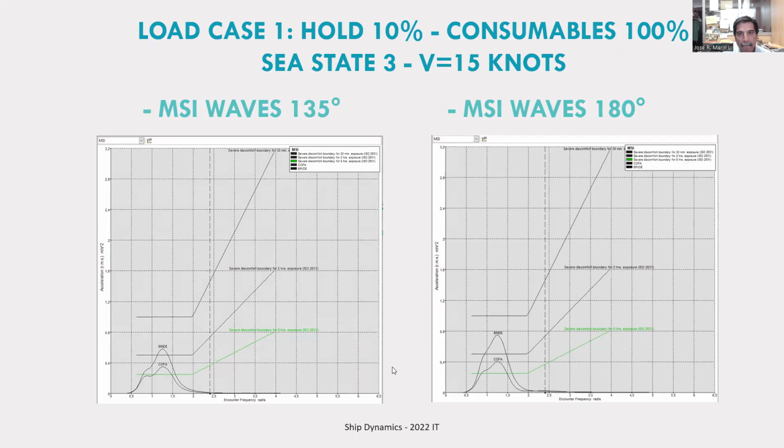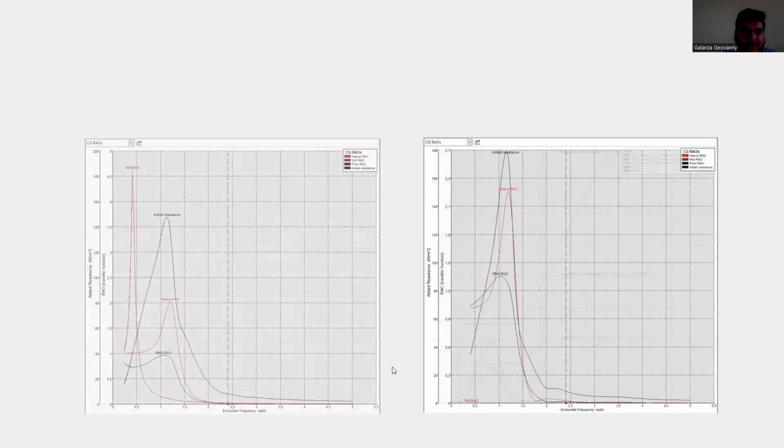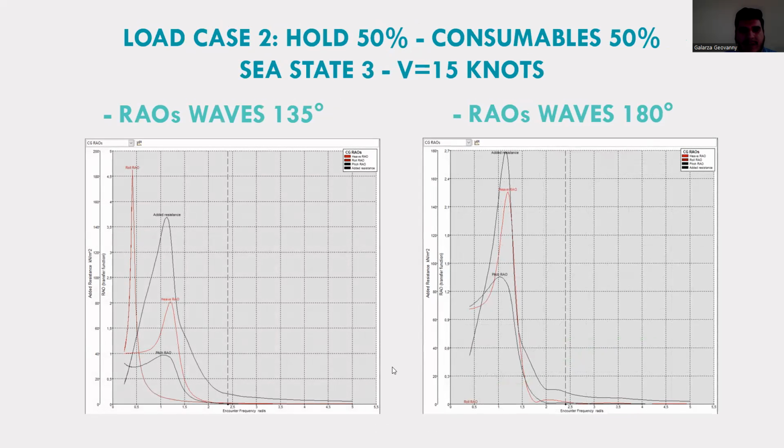Next one, please. For load case 2, we have the graph here too. Also, the ship is in resonance at these degrees. So we can see the roll, the added inertia, and the heave. The pitch is the lowest. And the next one, please.